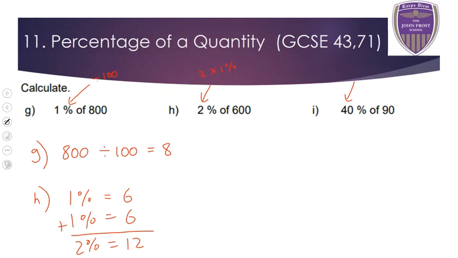And then 40%, well, we already did 30% earlier, which was 3 lots of 10%. So 40%, 4 lots of 10%. It's not the only way of doing it, but that's what I'm going to do. So 10% first, so 10% of 90. Remember, 10% is divided by 10, so 90 divided by 10 is 9. So 40% equals 9 times by 4, which is 36. We keep going.